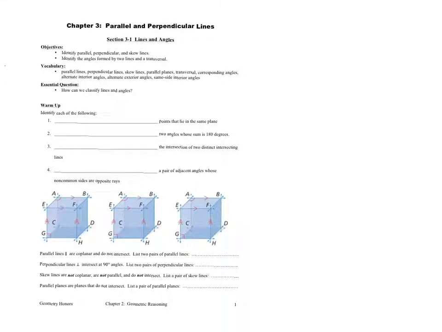This is 3-1, parallel and perpendicular lines. The first 4 warm-up problems are vocabulary words. Try these, pause the video, and then I'll give you the answers when you're ready to hit play. There are the 4 terms for the vocabulary warm-up. Let's take a look at some of the new vocabulary.